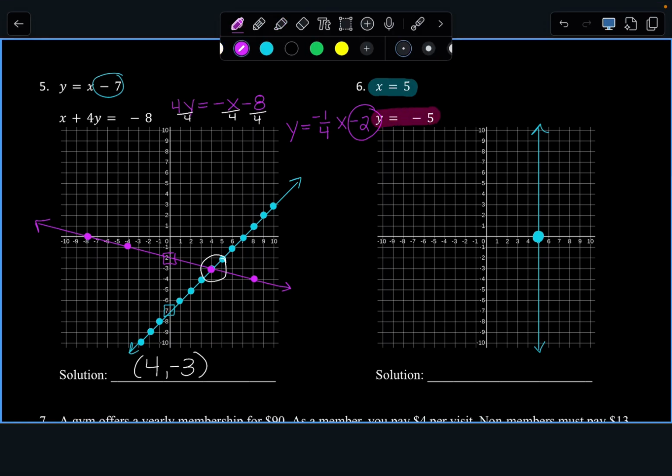Where is y equal to negative 5? Down to negative 5, and this means every y value is negative 5. So that's a horizontal line through here. Where do these two intersect? 5 and negative 5. 5, negative 5.